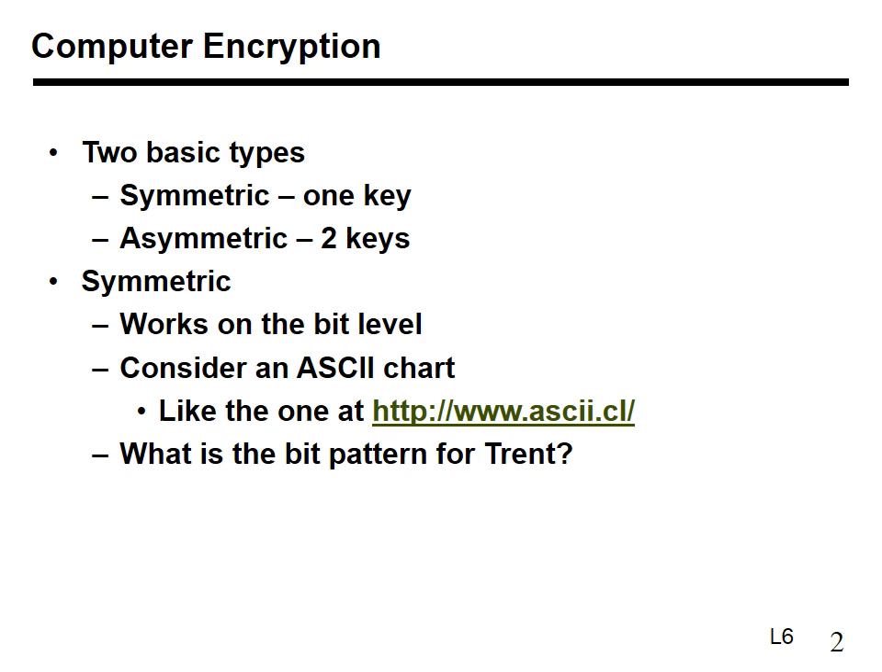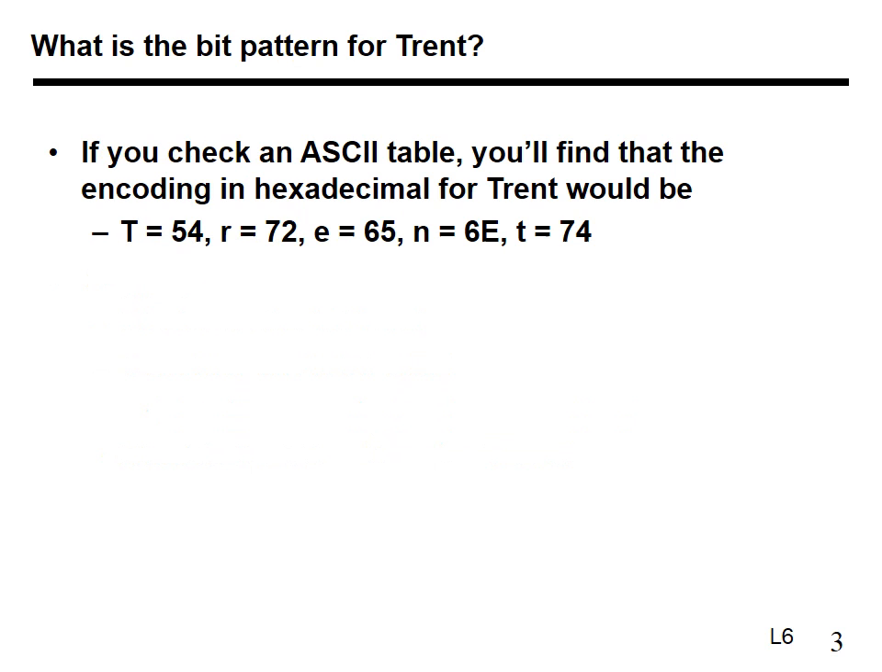Consider an ASCII chart. You've seen an ASCII chart, and I have posted an example of an ASCII chart on Blackboard. So what would the bit pattern be using ASCII for the word Trent? Uppercase T, lowercase R-E-N-T. If you check the ASCII table, you'll see that the code for capital T is 54 in hex, R is 72, E is 65, N is 6E, and T is 74.